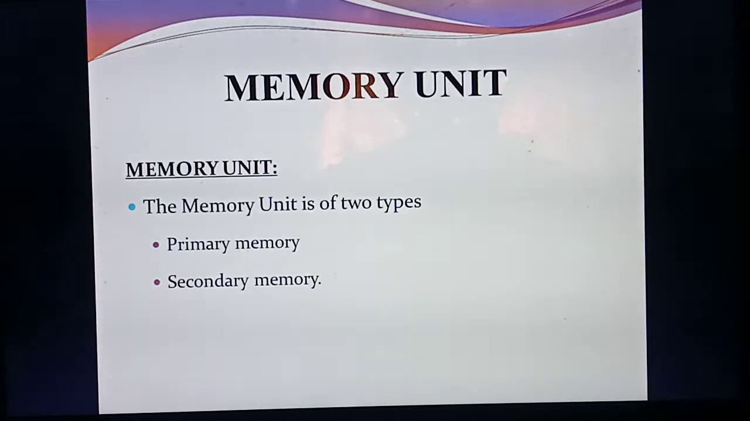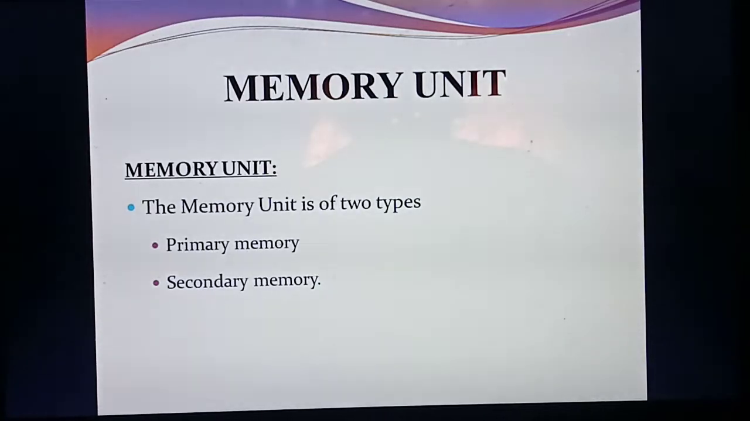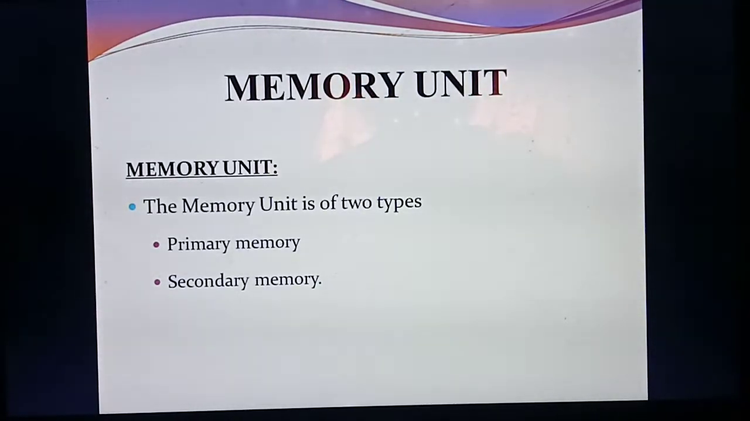Here the computer also, after giving the input, processing is done by the CPU. After processing you get the proper output. After processing, where will all the data be stored? In the memory unit. This memory unit is divided into how many types? 2 types. What are they? Primary memory and secondary memory. What are the 2 types of memory? Primary memory and secondary memory.